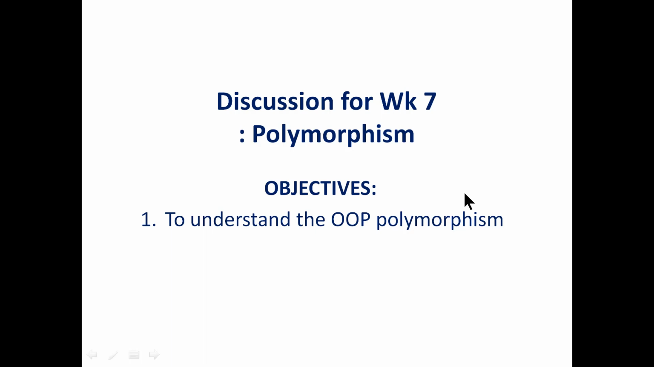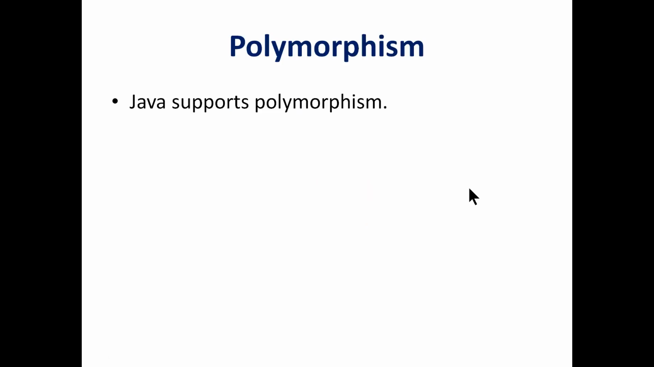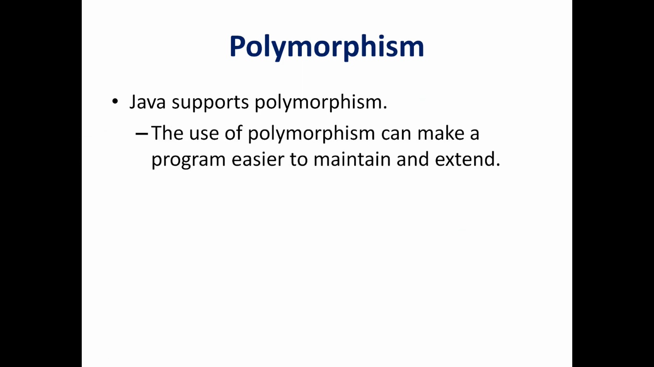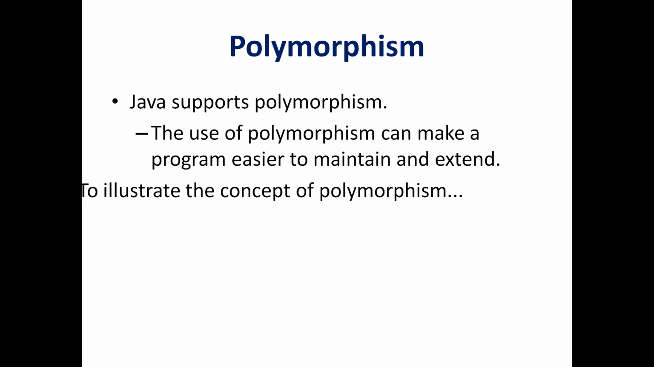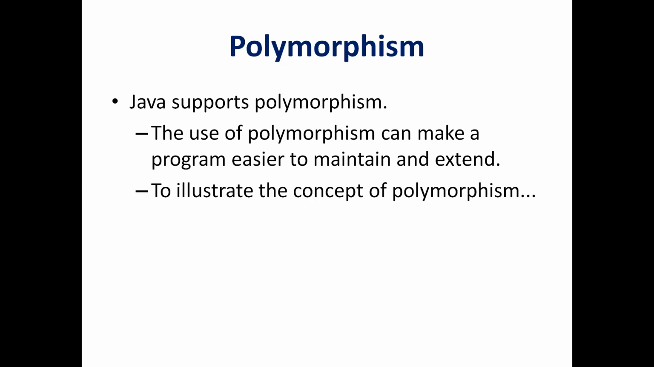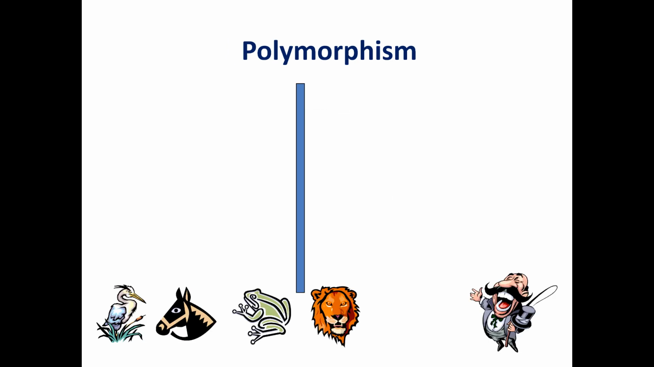Polymorphism means, poly means more than one, morphic is form. So more than one form is polymorphism. So let us talk about polymorphism. Java supports polymorphism, and the use of polymorphism makes your program very easy to extend and add different functionality. To illustrate the concept, we'll look at an example.